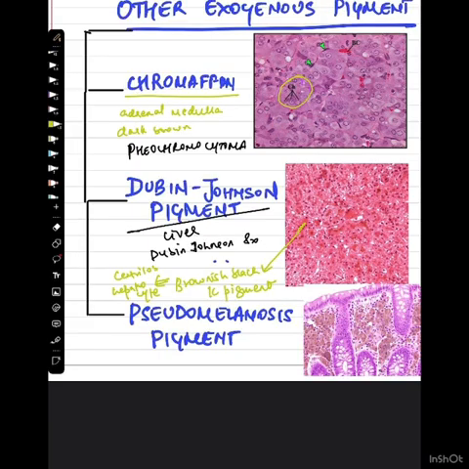The third is the pseudomelanosis pigment. The pseudomelanosis pigment is found in a condition called melanosis coli. This is seen in the macrophages of the lamina propria of the large intestine and the appendix, as it is highlighted over here. And it stains similar to lipofuscin. It is very similar to lipofuscin.